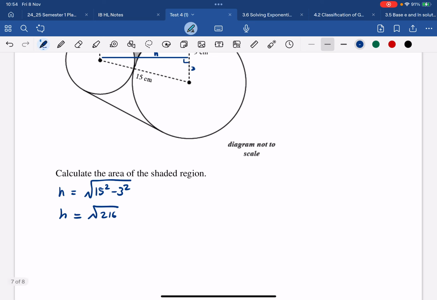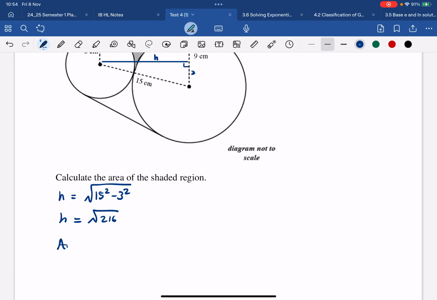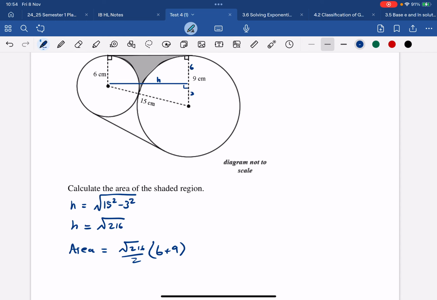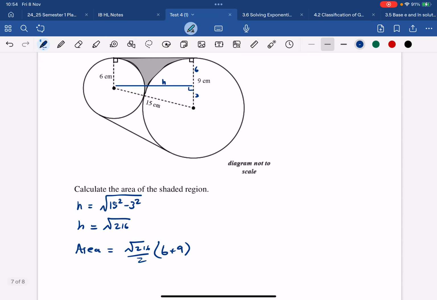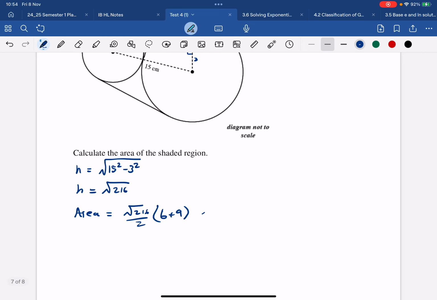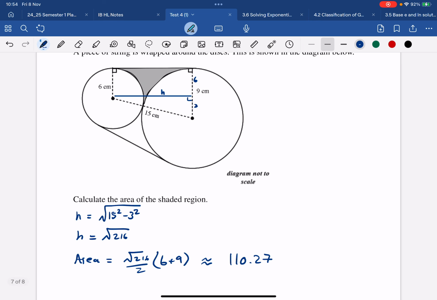Now the trapezium has an area of the h value divided by 2, and then add up the two parallel sides, 6 and 9. Now if you work that out, that gives me approximately 110.27. And the area of that trapezium, by the way, is on the formula sheet. And like I said, you could have done it as a rectangle, add a triangle.